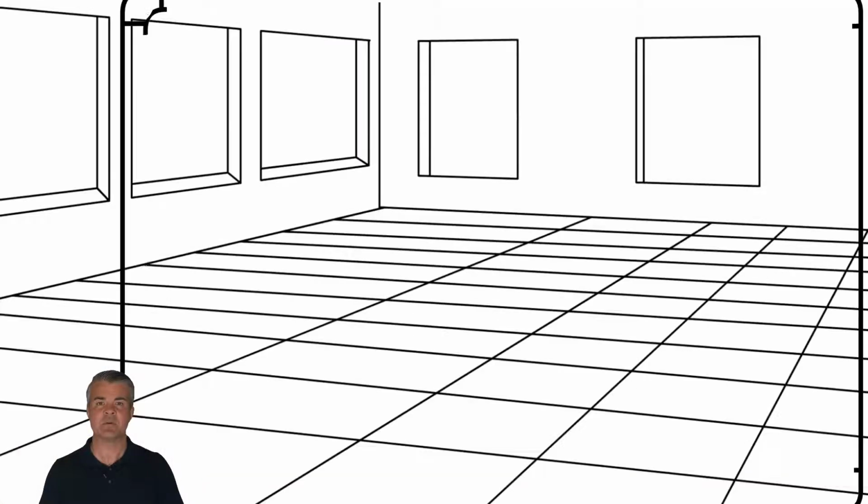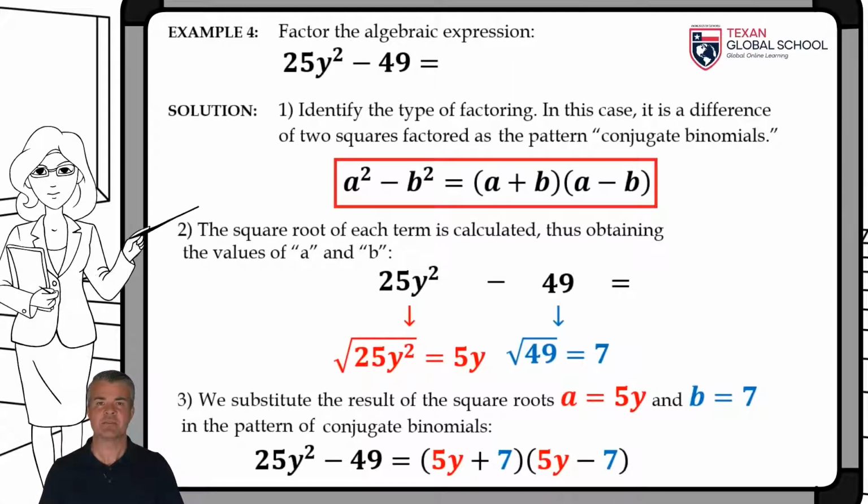Let's look at an example. We will factor the following expression. As we can see, it is a difference of two squares, since the expression contains two terms being subtracted, and both terms are the result of a square. We then calculate the square roots of each term without considering the sign. In this way, we can see that a is equal to 5y, and b is equal to 7. We substitute those values in the conjugate binomial pattern. So, the factors of the expression are 5y plus 7, times 5y minus 7.